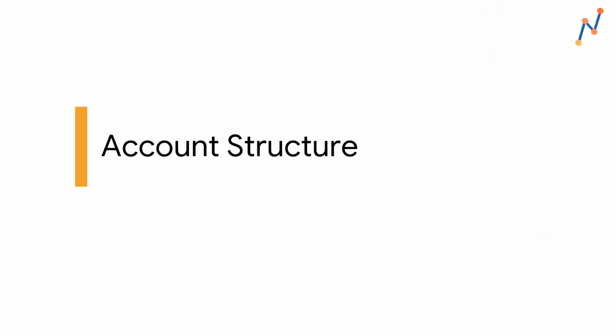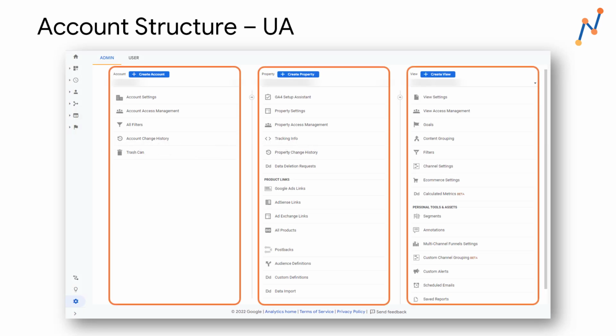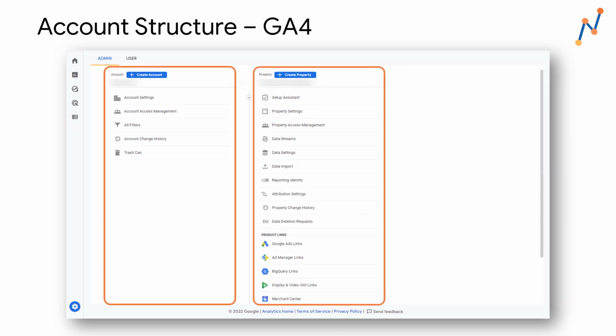And we'll start with one of the differences that immediately catches the eye, the admin section, and therefore the structural hierarchy of Google Analytics. So when we open the admin section of Universal Analytics, the account structure is divided into account, property, and view. While in GA4, account structure only consists of account and property. Quite obvious, there are no views available in the GA4 hierarchy. So let's have a more detailed look at the differences in the GA account structure.